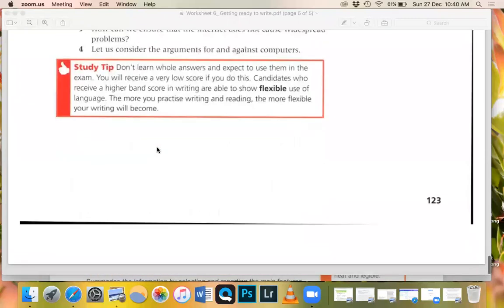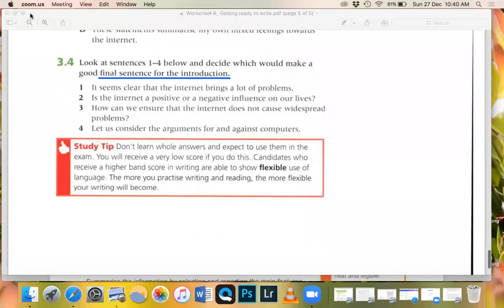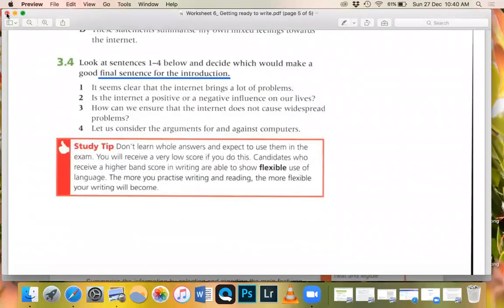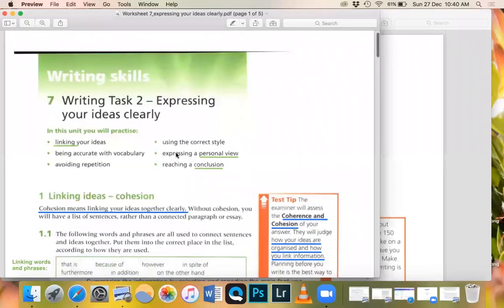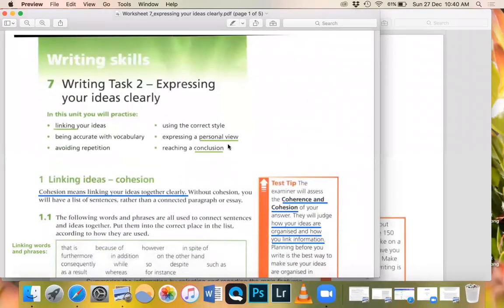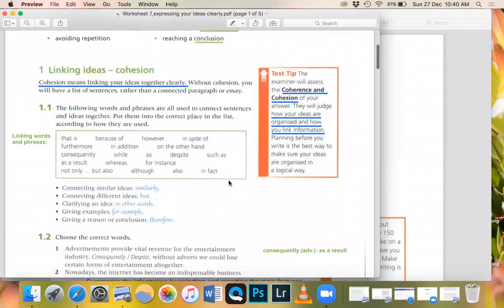All right, so this is our introduction. We're going to move on to worksheet 7 and have a look at expressing our opinion, which is something that we need to do. Express our ideas, give our point of view, and we're going to have a look at the conclusion.